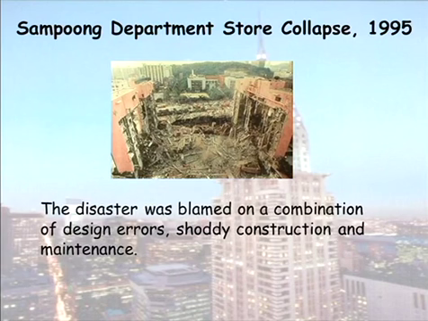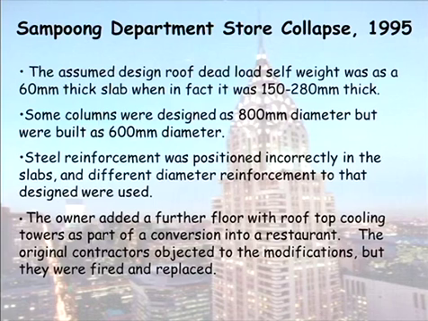So the disaster was blamed on a combination of design errors, shoddy construction and maintenance. First thing that went wrong was the assumed design roof dead load self-weight. It was designed to be a 60mm thick slab. But when they went to look at it after it failed, they discovered it was actually 150, in places 280mm thick slab. So you know from your loading calculations on your truss, they calculated the weight of a 60mm thick slab, it was 150mm thick slab.